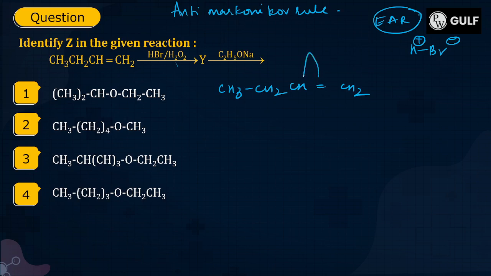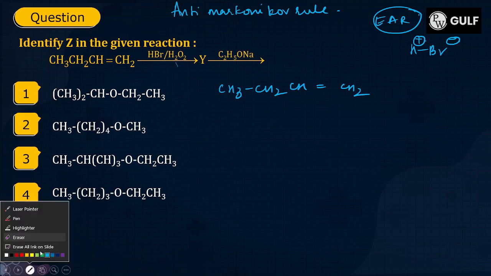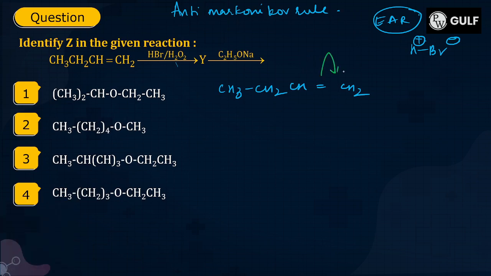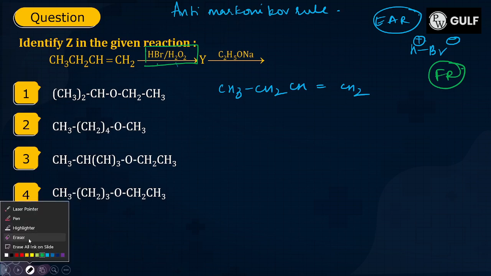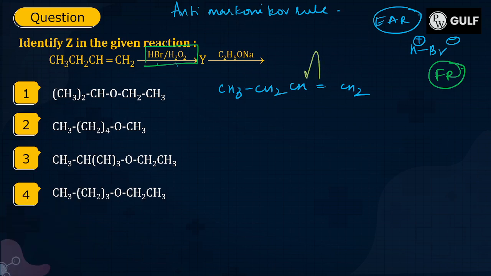So technically, the bond breakage should be like this. However, only in the case of HBr in the presence of H2O2, the reverse of the Markovnikov rule takes place. That is, the less stable carbocation forms the major product because of the free radical mechanism. As a result, the bond breakage is going to take place like this.